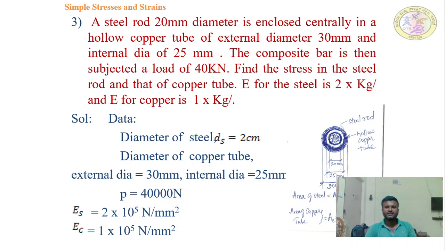Write the diagram for that. It's a hollow section copper tube. Inside there is a steel rod, correct? Steel is 20 mm diameter. Copper external dia and internal dia are given. You have to find out the area of the copper and steel separately.